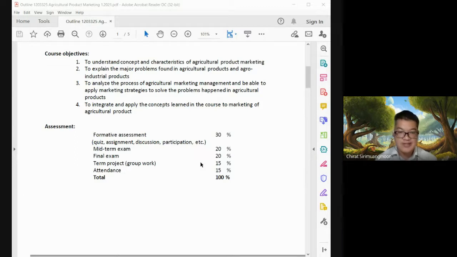The term project. After midterm exams, I'm going to give you the term project topics, and then you should work in groups, and finally you submit the report.